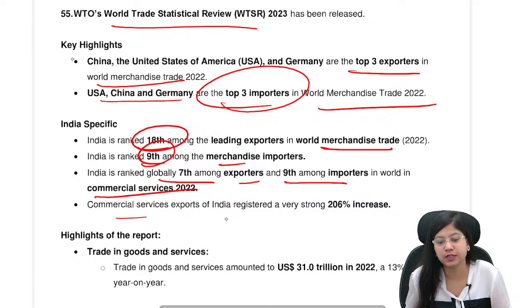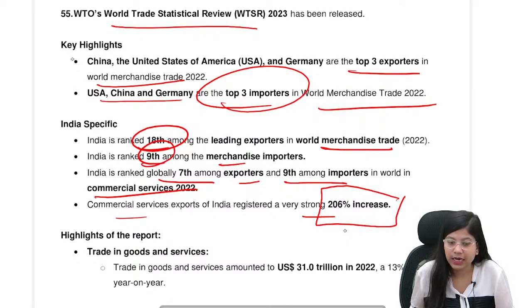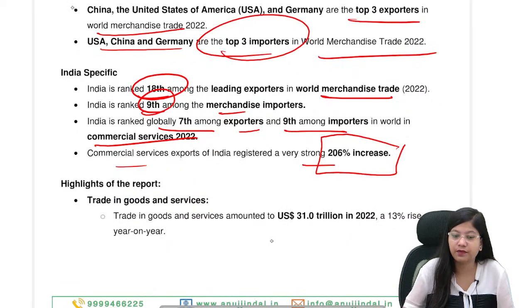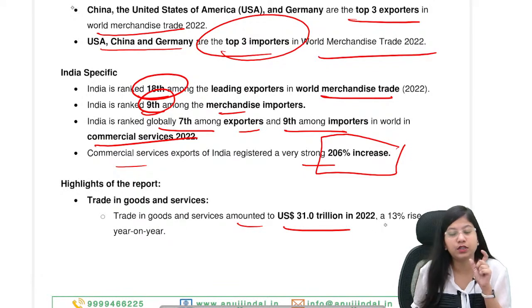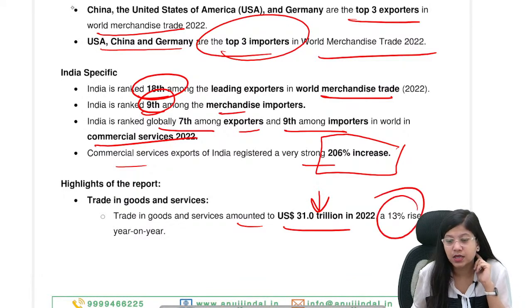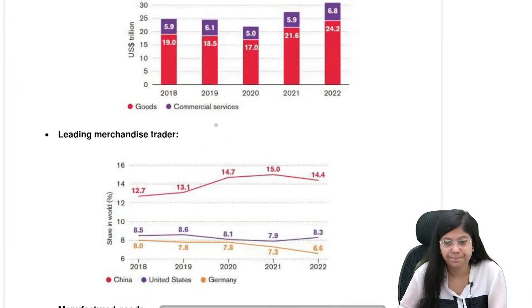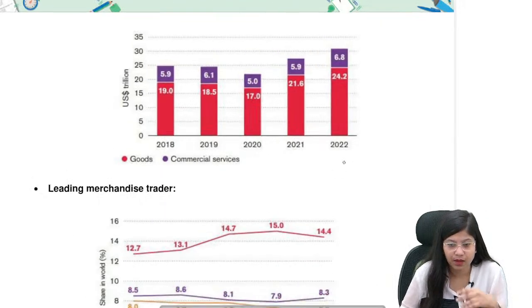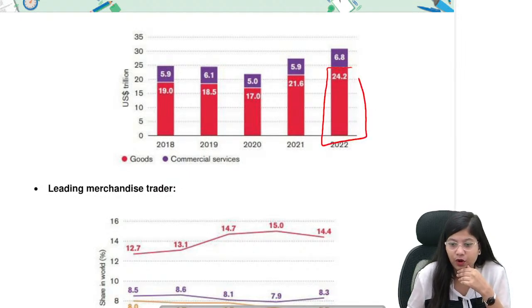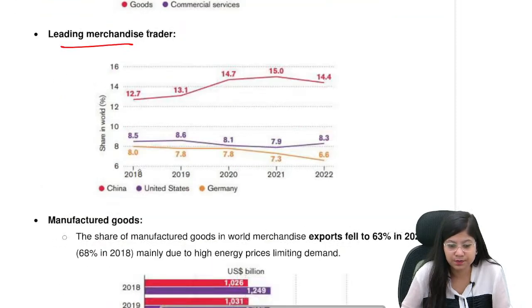Okay, commercial services exports of India registered a very strong 206% increase. So this is a really high increase that India's commercial services have witnessed. Trade in goods and services amounted to 31 trillion US dollars in 2022. So this was the value of the trade in goods and services in 2022, which is showing a 13% increase than the previous year. Okay. So here you can clearly see the trade of goods and the trade of services in US trillions. Okay. Leading merchandise trader.